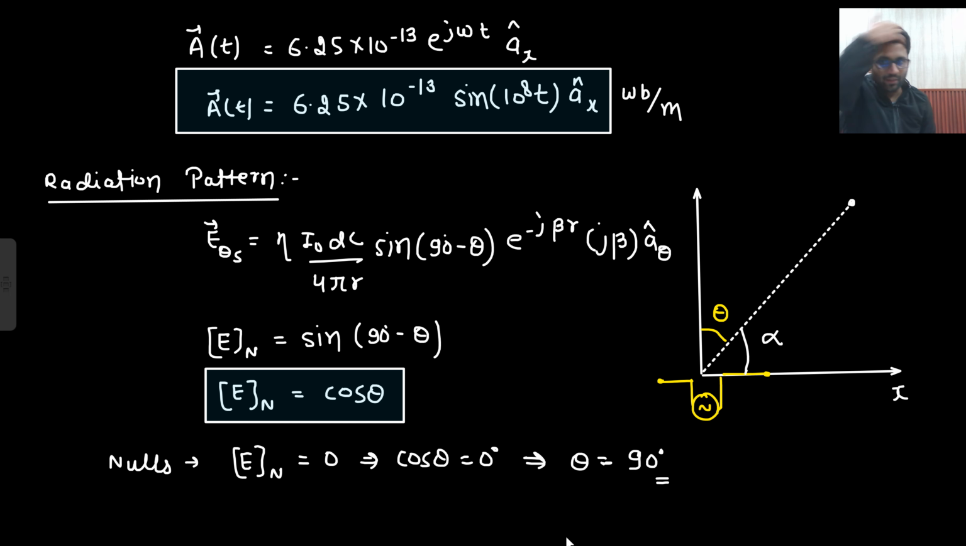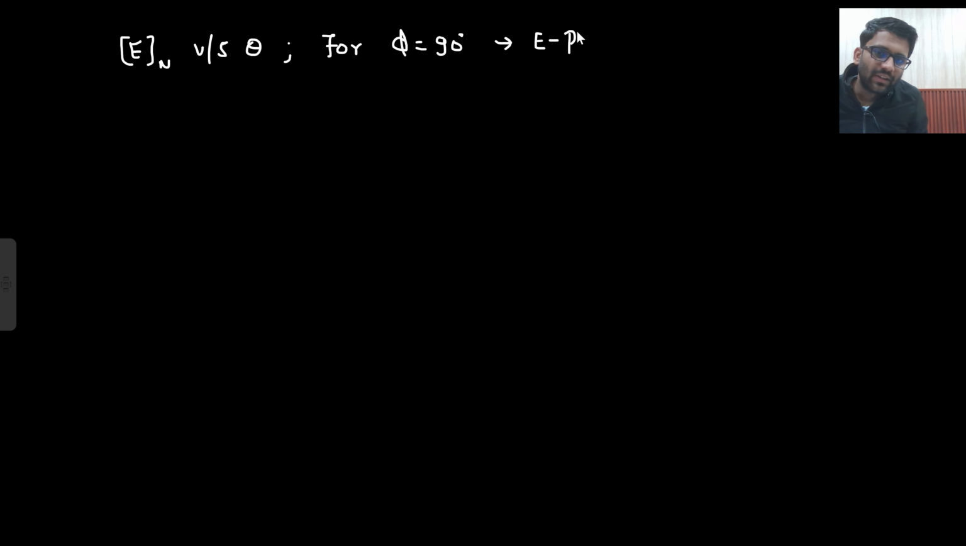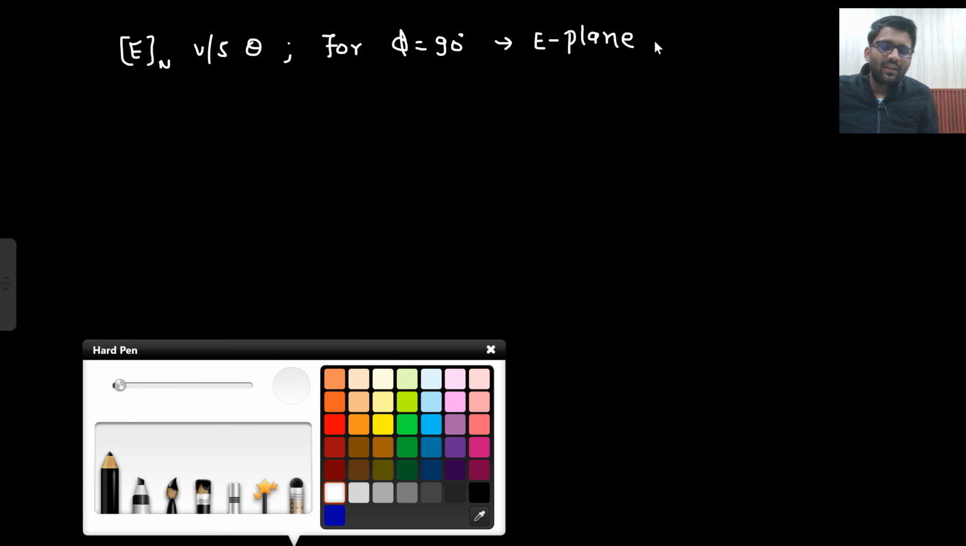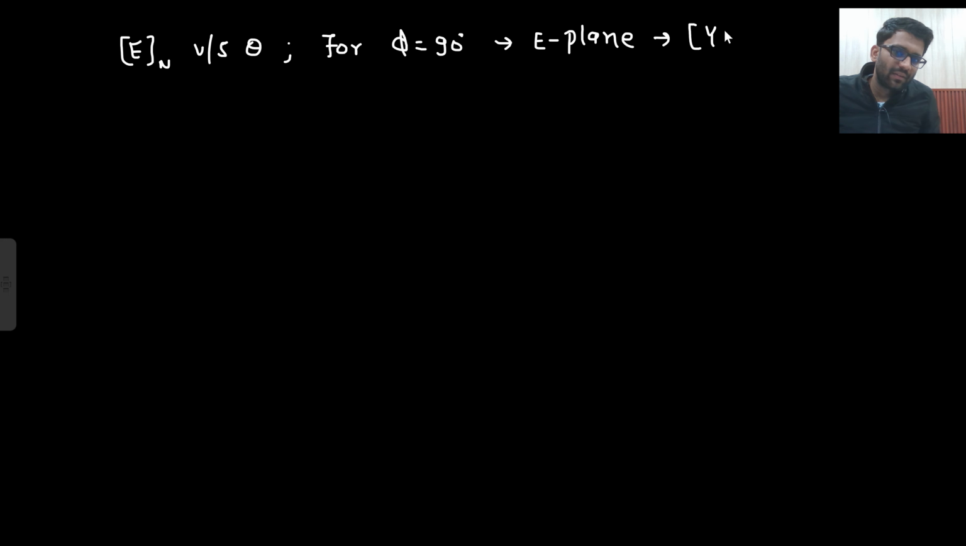And can I draw the pattern now? So what I need to do is draw En versus theta for phi equals 90 degree, and this is known as the E plane, right? So let's draw it once. So E plane means which plane? YZ plane. Which plane? YZ plane, right? E plane is the YZ plane.